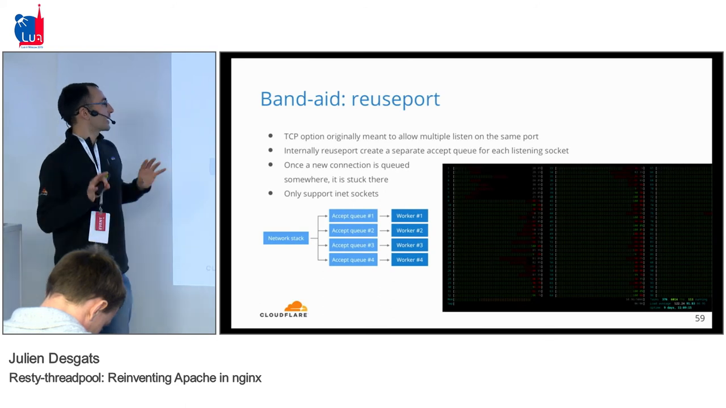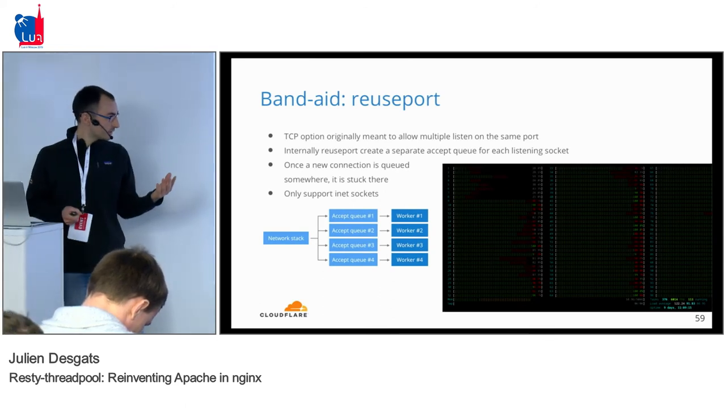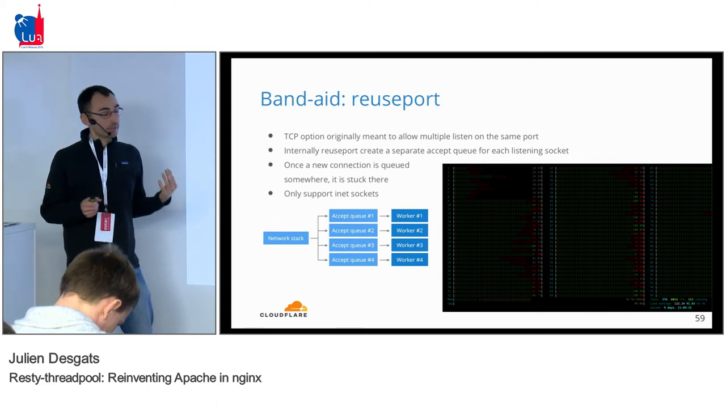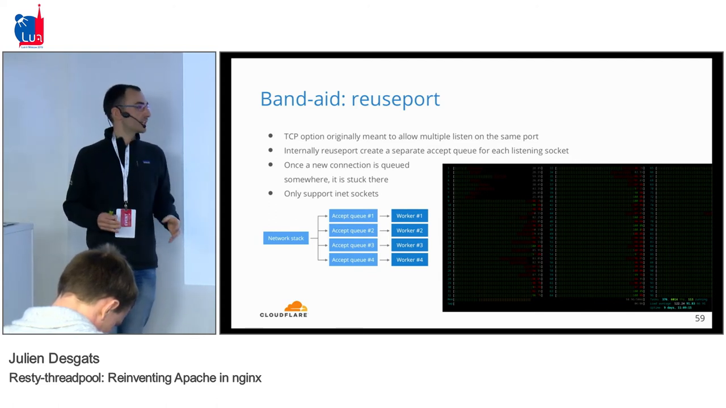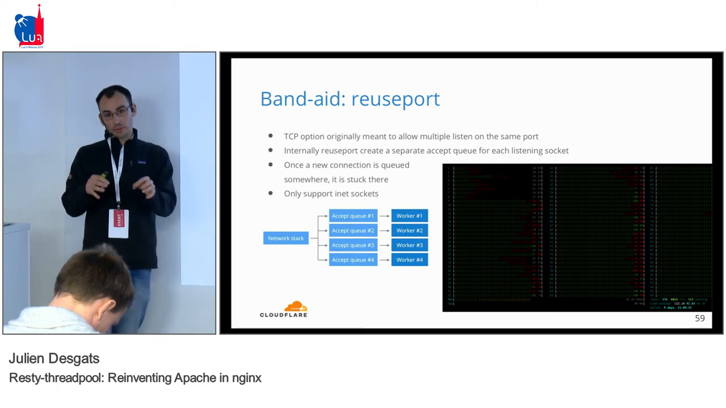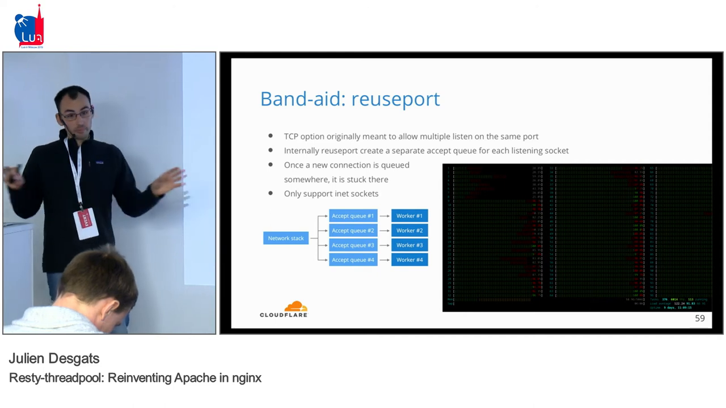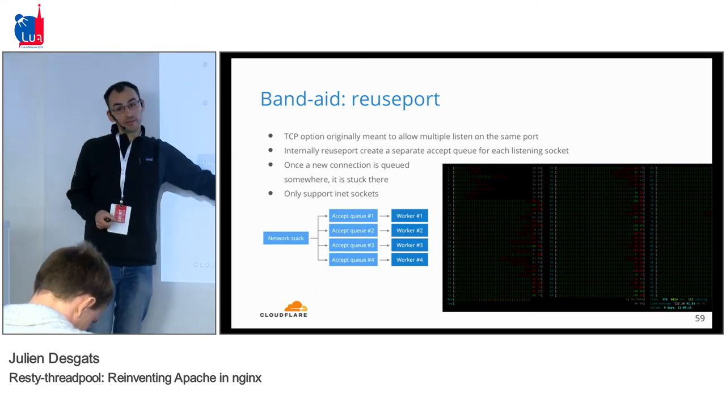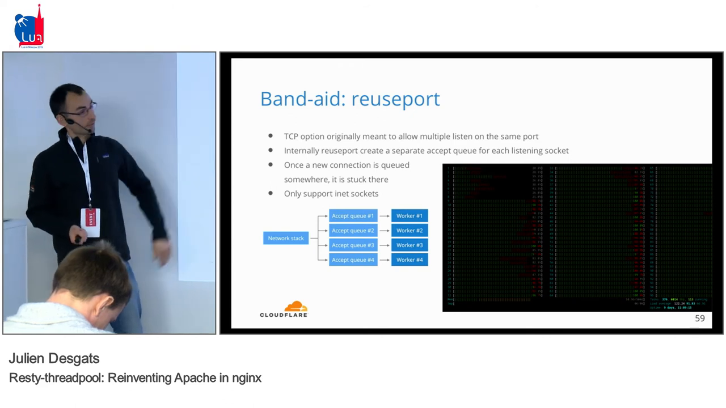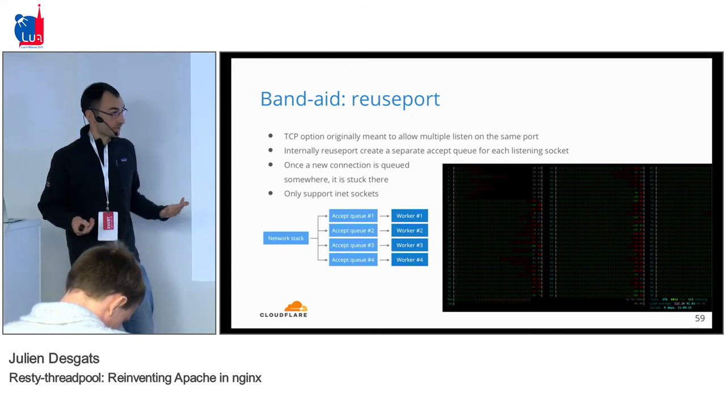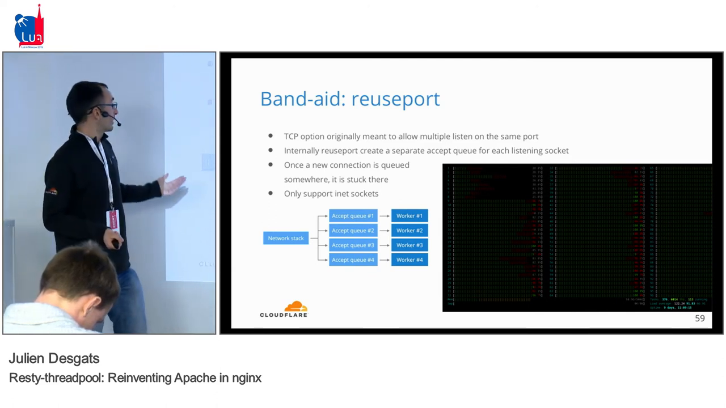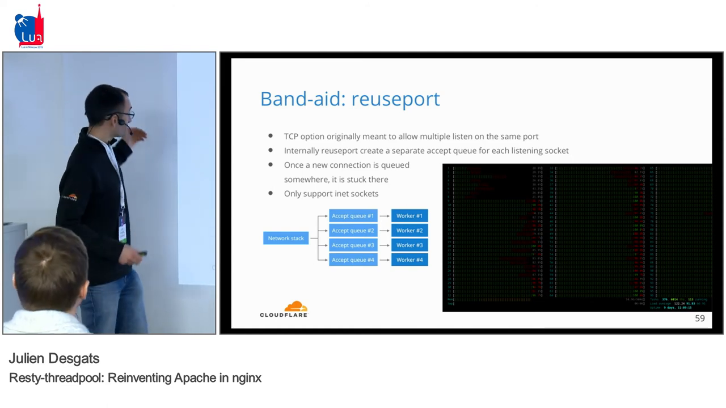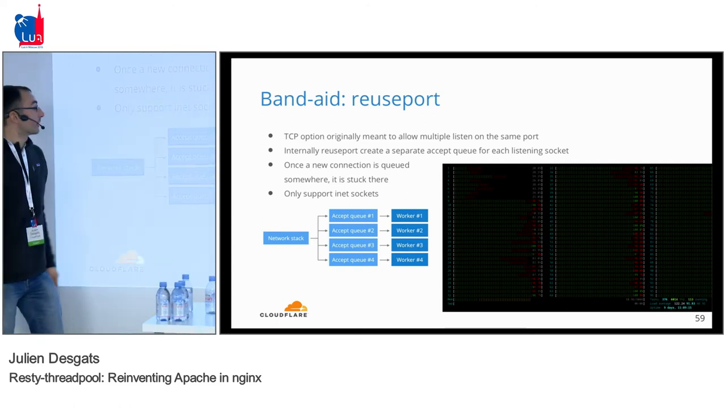There is kind of a band-aid that's available out of the box. That's reuseport. It's a TCP option for listening sockets that was initially meant to allow multiple processes to bind the same port and accept connections without being related. What's interesting is that the kernel creates a new accept queue for every listening socket, and load balances the connections across them before the process can actually accept the new request. In our case, it's very good because it means that the kernel will load balance the work beforehand. And we can see here that all the CPUs are busy, or they should be.